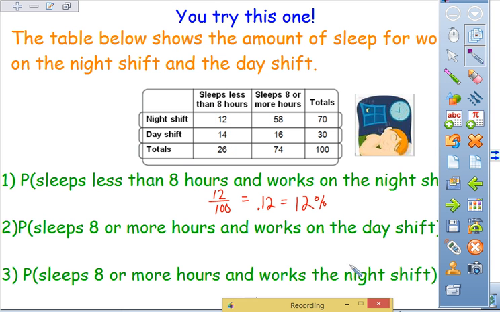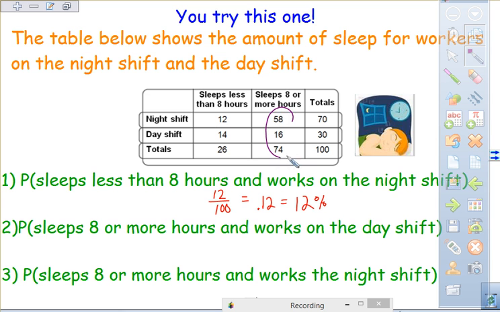Number 2, what is the probability that a person sleeps 8 or more hours, so that's this column, and works on the day shift. So then we're looking at 16 out of 100 people, for 0.16 or 16%.